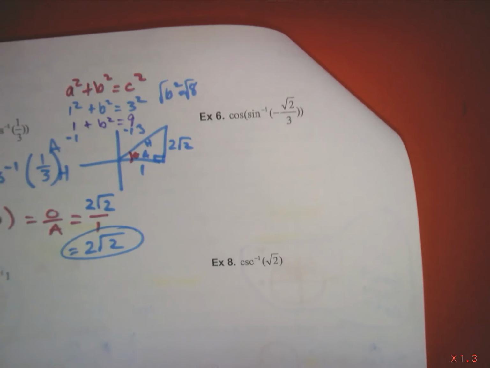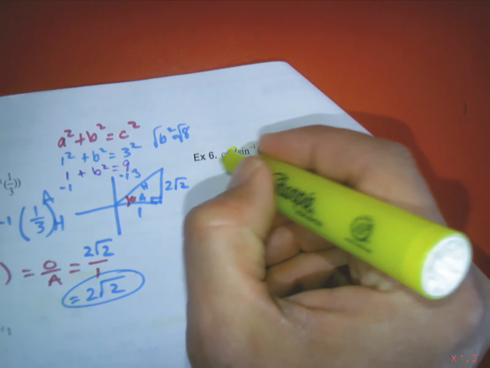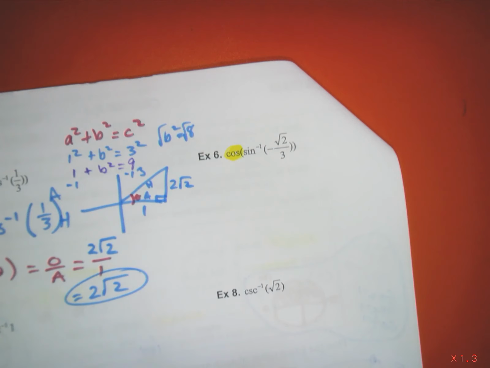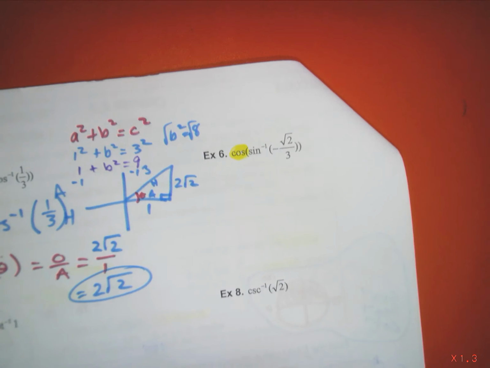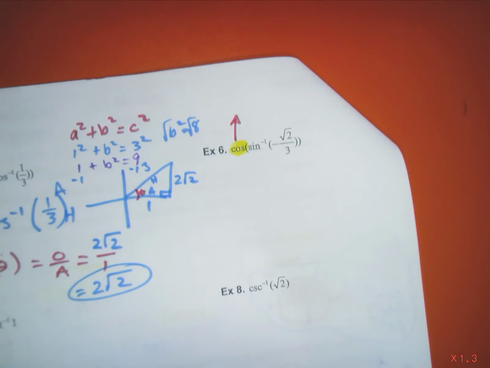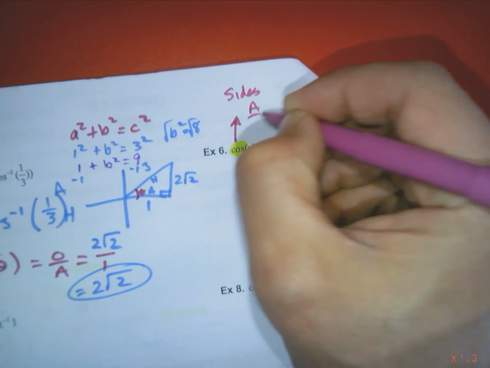All right, let's do one more that looks like this, and we'll do some easy ones. 7 and 8's easy, won't take very long. Number 6, I want cosine of the inverse sine of negative root 2 over 3. Well, again, this tells me everything I need to find. Regular cosine is sides. Specifically, A over H.